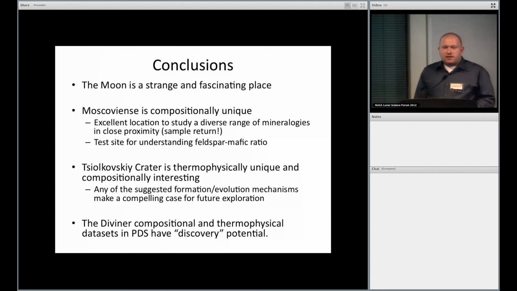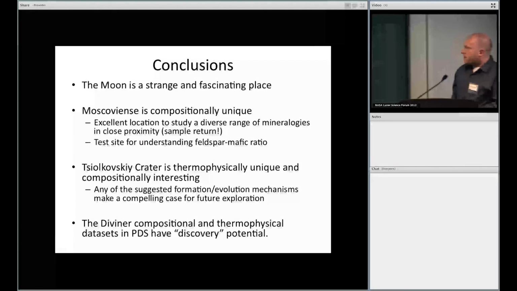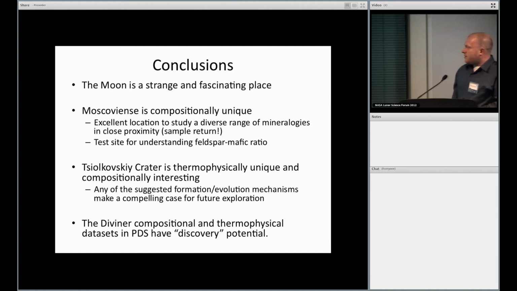I hope I get to put that in every conclusion slide I have. Moscoviense is compositionally unique. I think this is a great place to bring back samples from. If you have a rover, you could collect almost all the end members we see in the lunar remote sensing. It's also a really good test site for understanding the Diviner feldspar-mafic ratio.